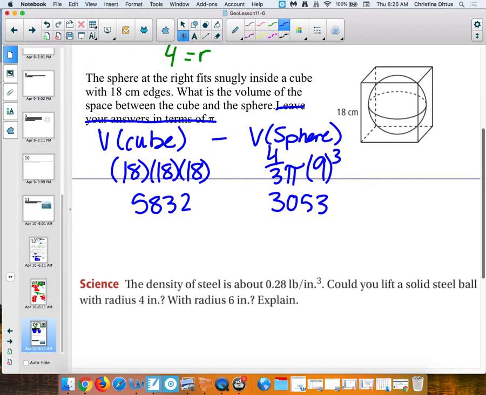And then we said we're gonna subtract them. So when we subtract, why don't we be a little off then? 2778 then? I got 2779. That's what I got, but that's because I used 52. 2778. Centimeters cubed.